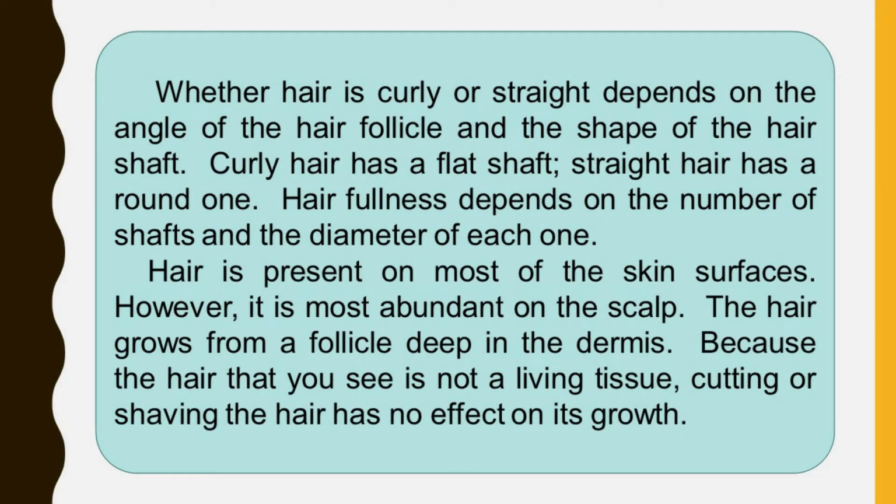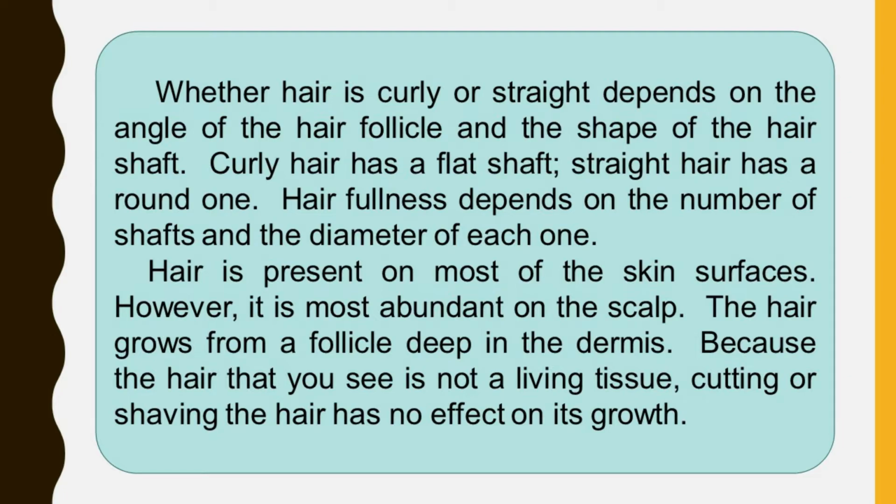Whether hair is curly or straight depends on the angle of the hair follicle and the shape of the hair shaft. Curly hair has a flat shaft. Straight hair has a round one. Hair fullness depends on the number of shafts and the diameter of each one. Hair is present on most of the skin's surfaces. However, it is most abundant on the scalp.